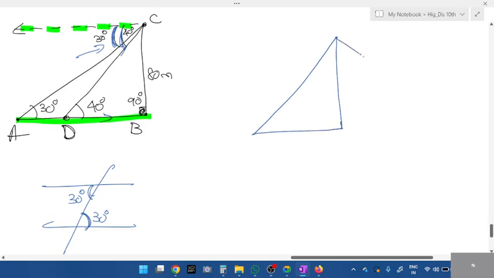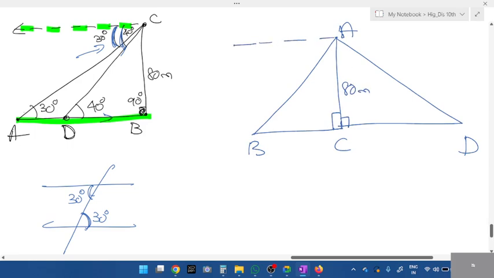Then on the opposite side is one more right angle triangle on the right hand side. Right angle like this. Name it as A, B, C and D. So the lighthouse is AC, students. The height of the lighthouse is 80 meters. Now draw two parallel lines, one like this and the other one like this.